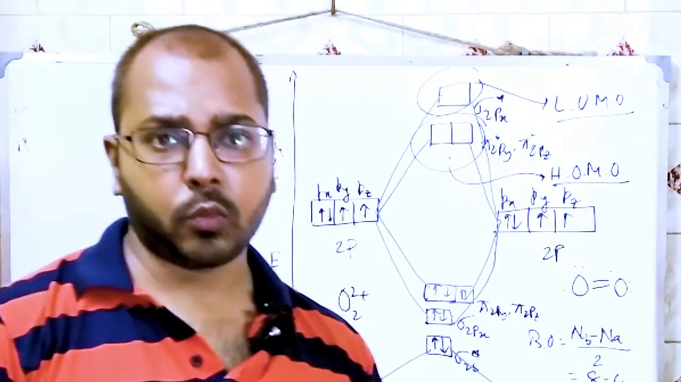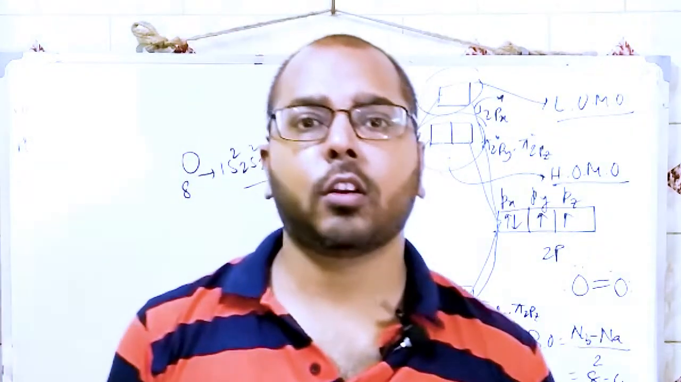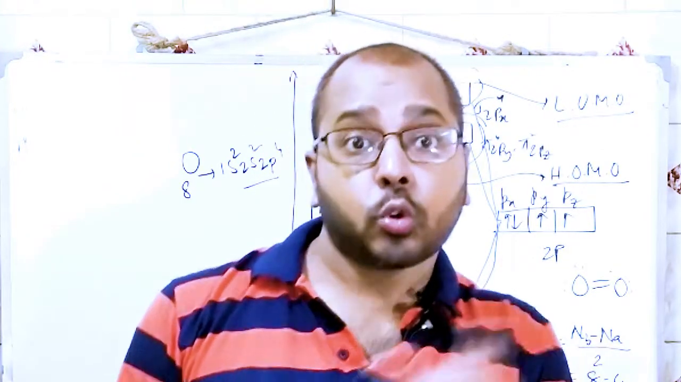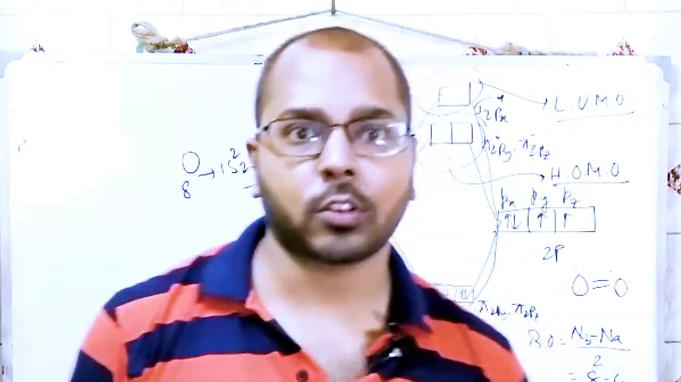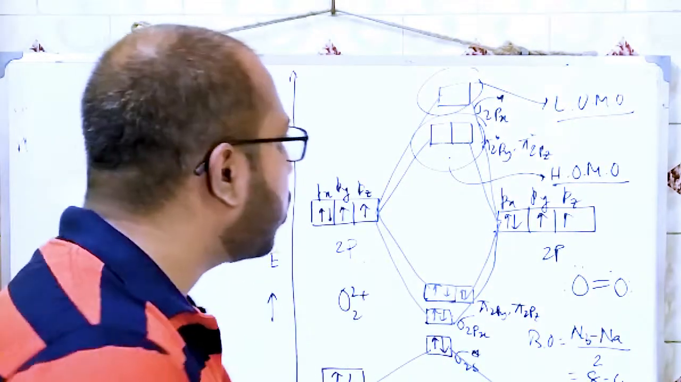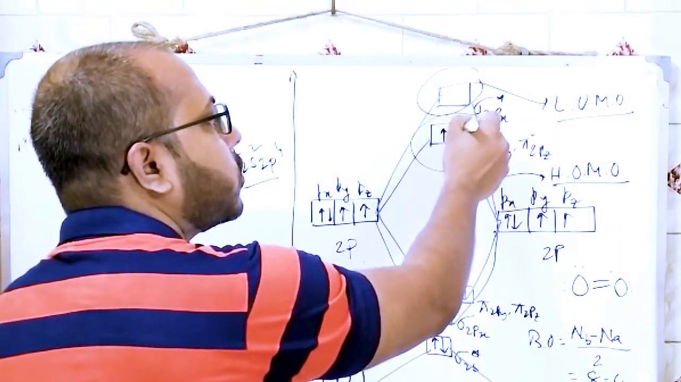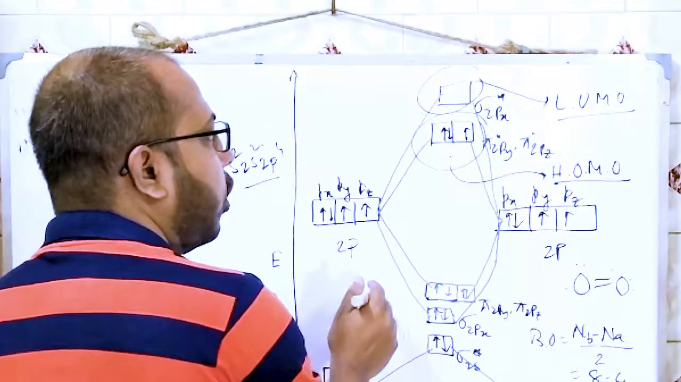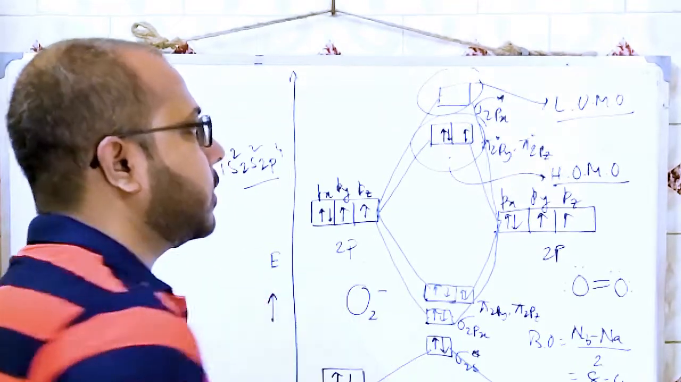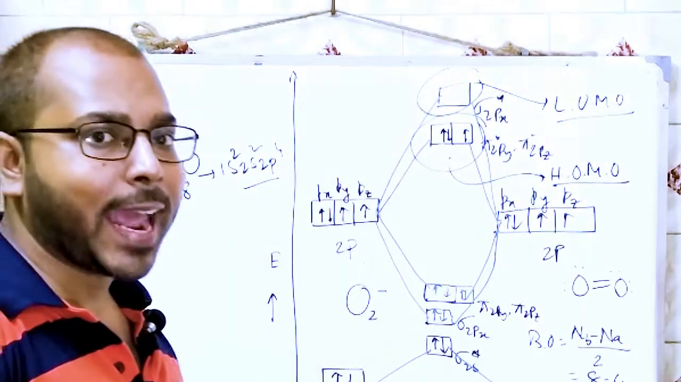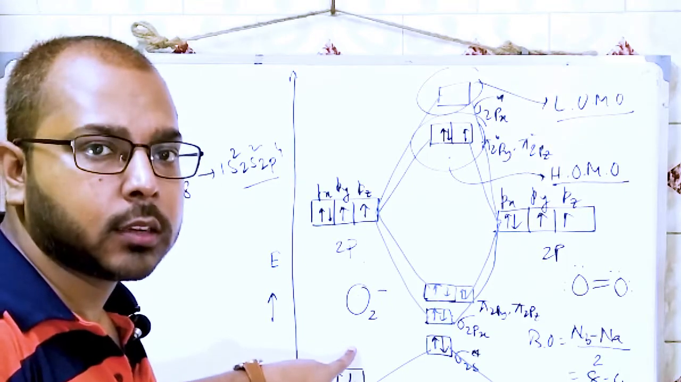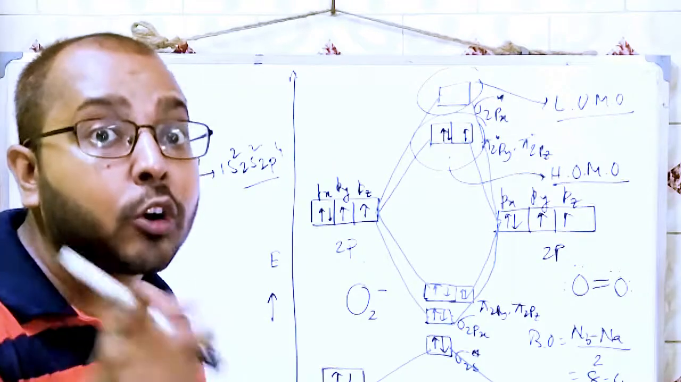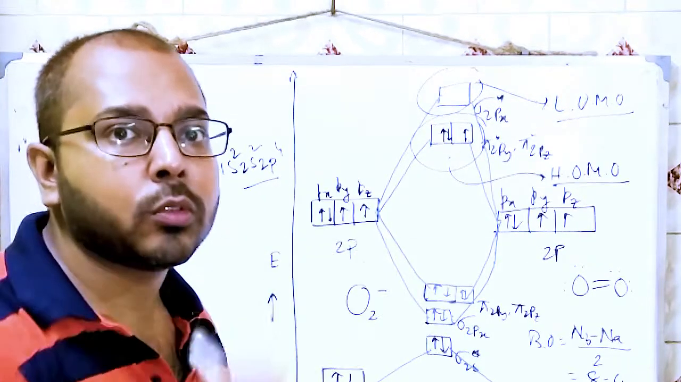So what is the nature of the magnetic moment of O2, O2 plus, O2 2 minus, O2 minus? O2 minus is superoxide. That's a very good question. O2 minus means one electron is added here. This is known as superoxide. Superoxide is paramagnetic in nature, for example KO2, potassium superoxide.